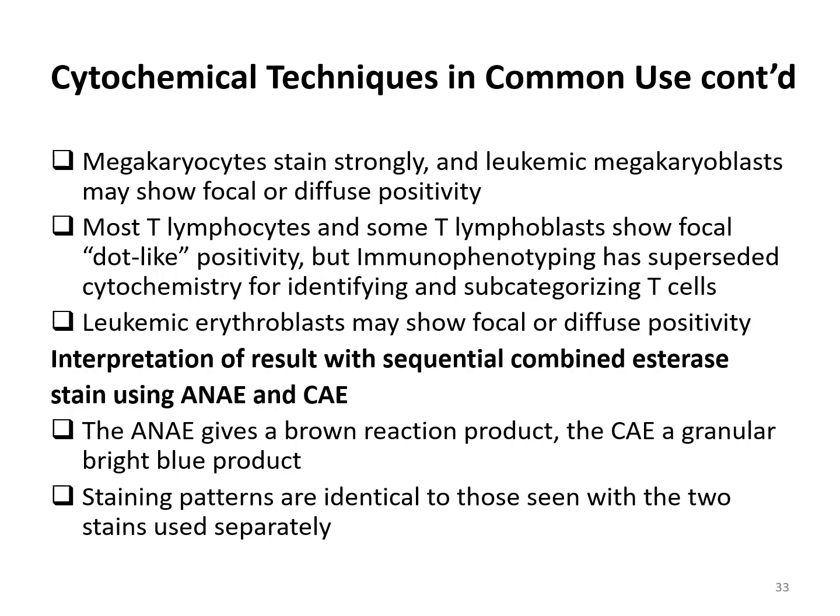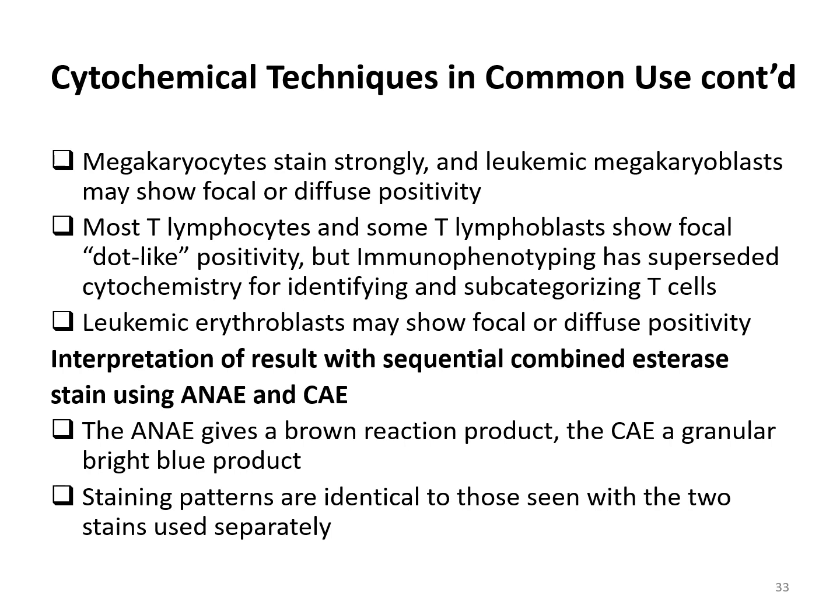What about megakaryocytes? Megakaryocytes are strongly stained. Leukemic megakaryoblasts may show focal or diffuse positivity. T lymphocytes, T lymphoblasts show dot-like positivity, and immunophenotyping superseded this cytochemistry. Therefore, it is better to utilize immunologic techniques for the identification of the T cells.